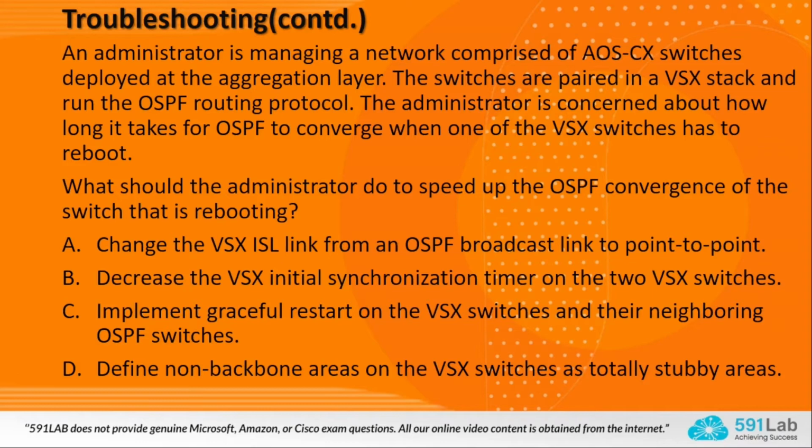Option D. Define non-backbone areas on the VSX switches as totally stubby areas. Totally stubby areas will reduce the number of LSAs going into the non-backbone areas because only the default route is injected. But it will not affect the OSPF convergence speed of the aggregation switches. So this is not correct. The correct answer is option C.